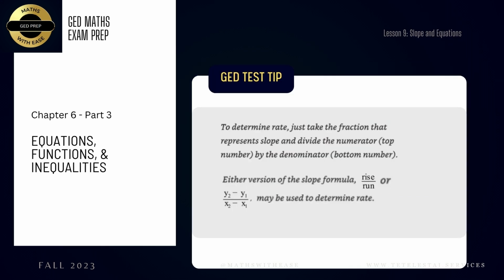To determine rate, just take the fraction that represents slope and divide the numerator, or the top number, by the denominator, or the bottom number. Either version of the slope formula, rise over run, or y2 minus y1 over x2 minus x1, may be used to determine rate. Or you can just think of this as one large y and one large x if you only had 1 point, right? Y over x would still give you the correct slope in terms of the information that we're given here.